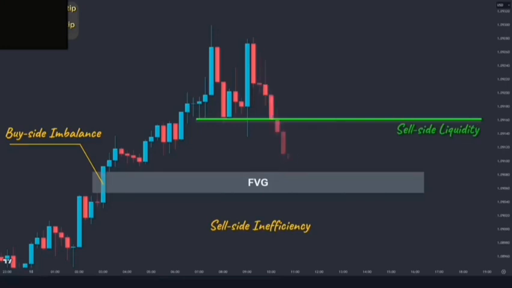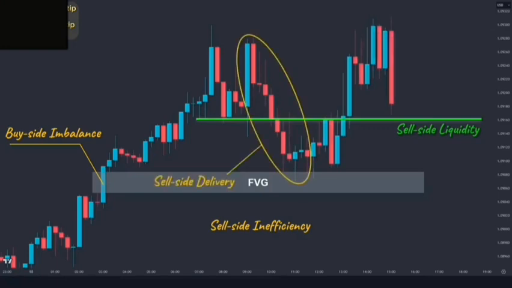So basically, we had a sell-side delivery engaging the sell-side liquidity, which is stop losses and sell stops below this level, rejecting the FVG area. And then we have a buy-side delivery that targets the buy-side liquidity, which is the buy stops above these equal highs. Now this is the basic explanation of the market algorithm that produces the fluctuations, and not because of the buying and selling pressure.